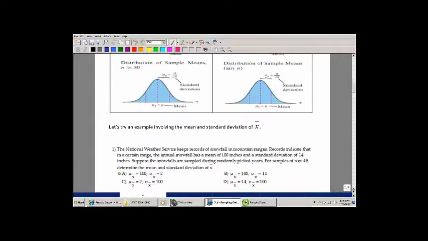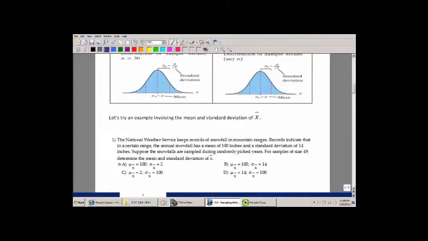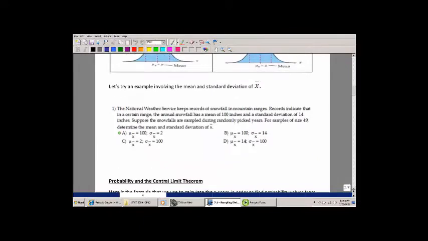All right, now let's look at a problem involving the mean and standard deviation of x bar. Problem number 1 says the National Weather Service keeps records of snowfall in mountain ranges. In a certain range, the annual snowfall has a mean of 100 inches and a standard deviation of 14 inches. Suppose the snowfalls are sampled during randomly picked years. For samples of size 49, determine the mean and standard deviation of x bar.